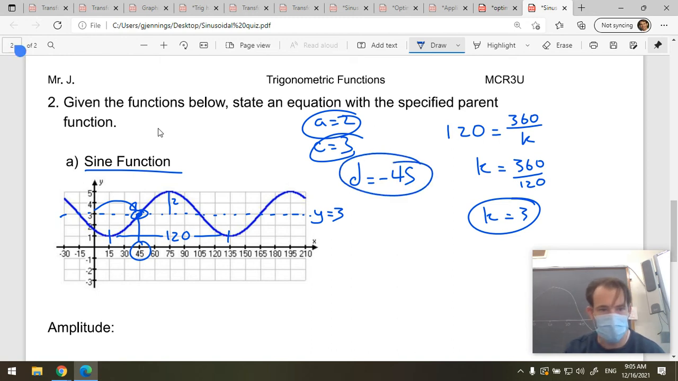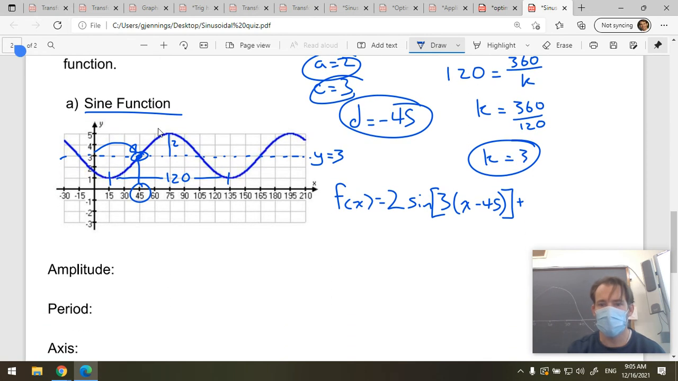There, I have my function. So it doesn't take very long. f(x) is equal to 2 multiplied by sine, in brackets here, 3x minus 45, end bracket, plus 3.